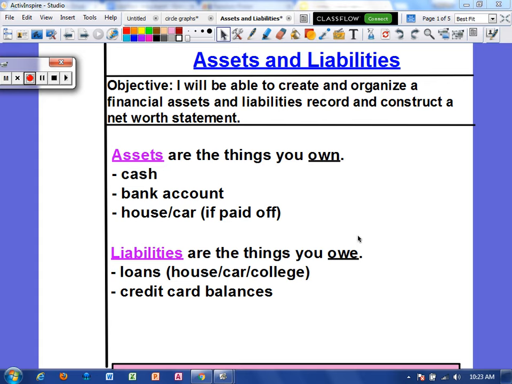So let's say you borrow $10 from a friend, then it is your liability to pay them back. So you owe them that $10. Examples of liabilities would be loans, such as taking out a mortgage on a house, taking out a loan for a car, or maybe taking out student loans for college. If you owe anything on a credit card and you have a credit card balance, that is a liability because you have to pay it back.